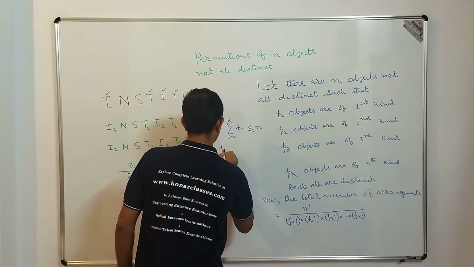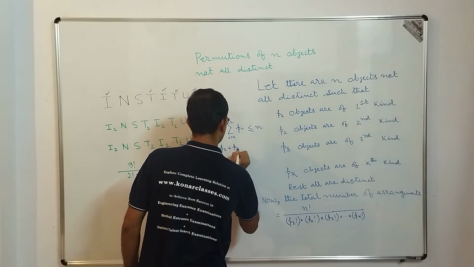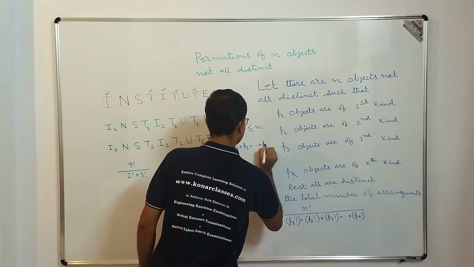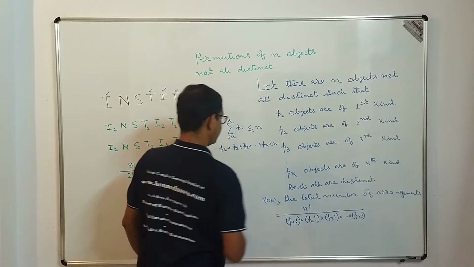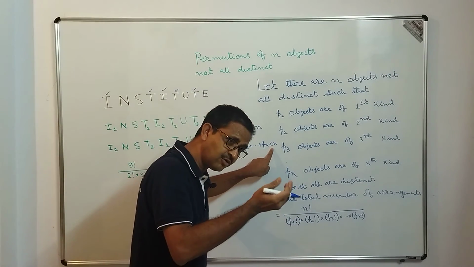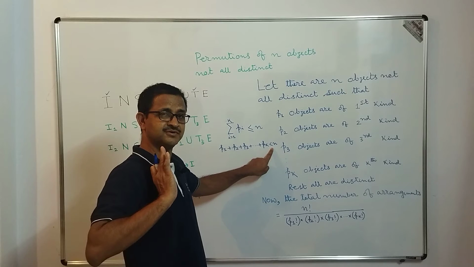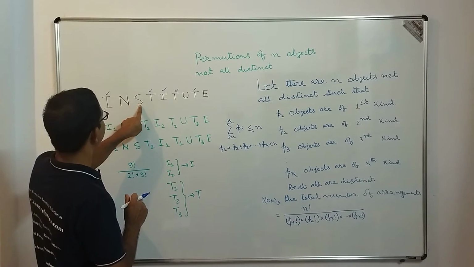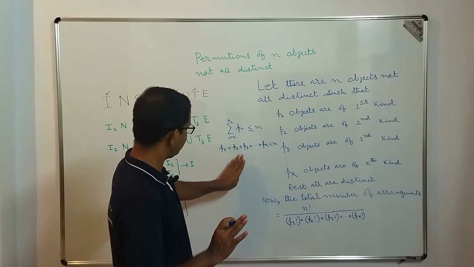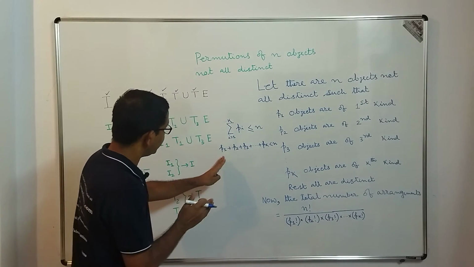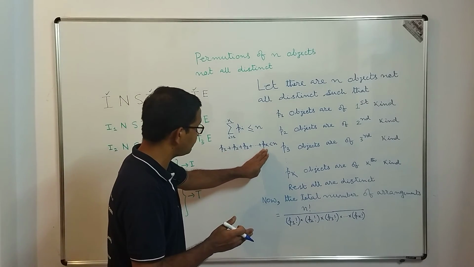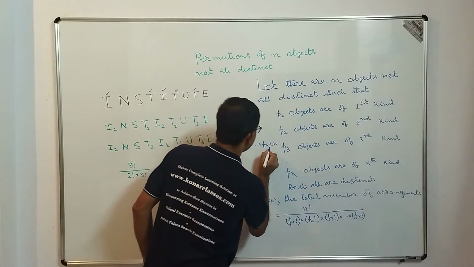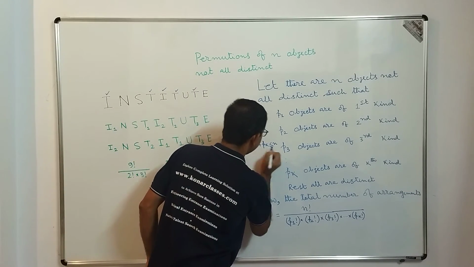This is a symbolic notation of summation. So P1 plus P2 plus P3 plus dot dot dot up to Pk can be less than n. If it is less than n, that means there are some objects left which are distinct. In this case, apart from I and T, all the other objects N, S, U and E are distinct, same formula. And if P1 plus P2 plus P3 up to Pk equals n, then also it is the same formula. That means we can write less than or equal to n, it is the same formula.